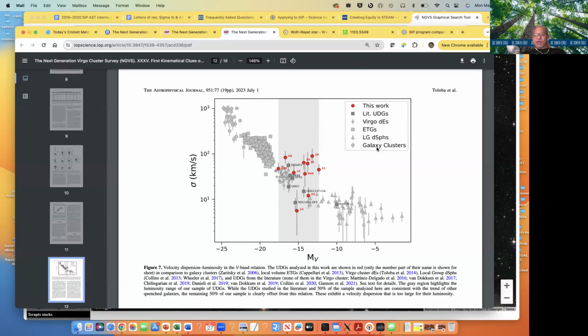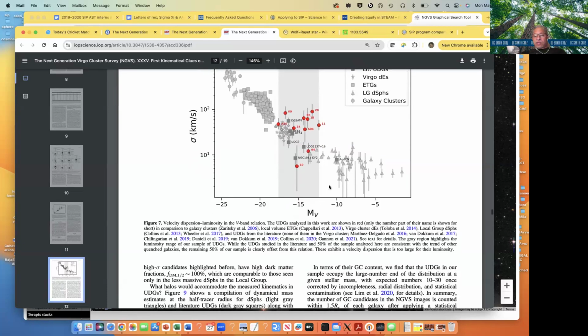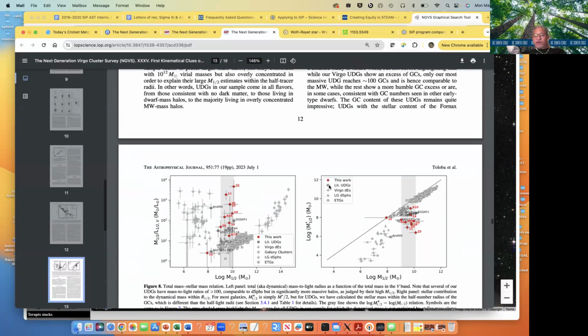Then all these other symbols that are not red, that are marked in gray, are other types of galaxies. You can see different types of galaxies. The squares are what it says, lit UDGs. That means ultra-diffuse galaxies that other people have published in the literature, like this one, this one, this one, this one, and this one. And most of what people had published in the literature looked about as dark matter rich as other galaxies. This one might have been a little dark matter poor compared to other galaxies. One was slightly dark matter rich, but what we are finding is that the typical ultra-diffuse galaxy contains a lot of dark matter. At least that was our finding in this paper.